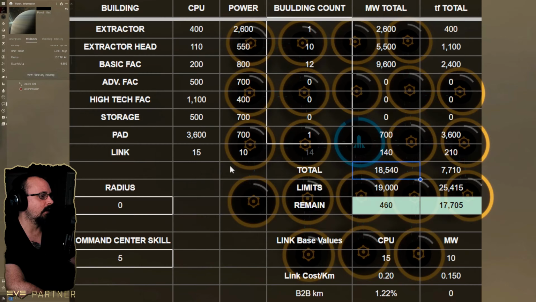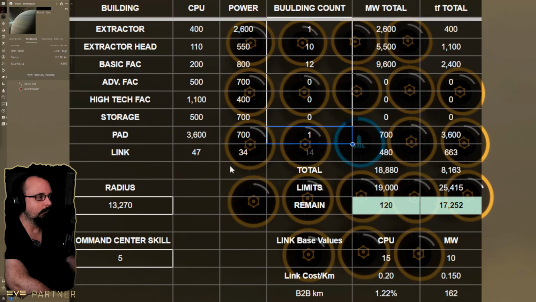That's going to give us roughly, we're going to be using about 18,540 power. We're not going to come anywhere close to the CPU on this. You end up using more CPU when you start doing high-tech factory stuff and everything. But also, this is not completely accurate either because we don't have our radius in here. So we want to put the radius in from that gas planet, 13,270. And that is going to take those minimums, you see that 15 CPU and that 10 power from that link, and it's going to increase it. This is a rough estimate, and you're going to get really close with these numbers in calculating your total need.